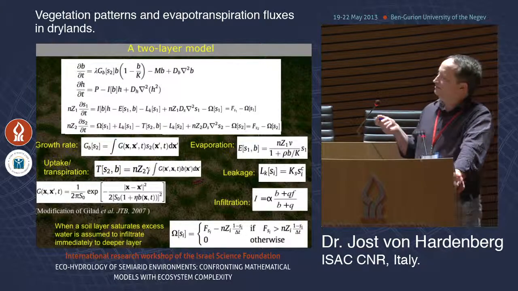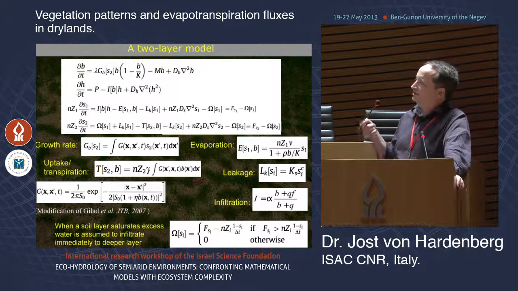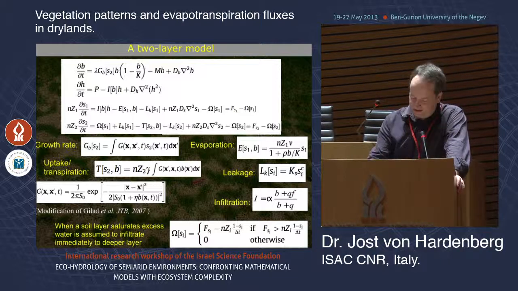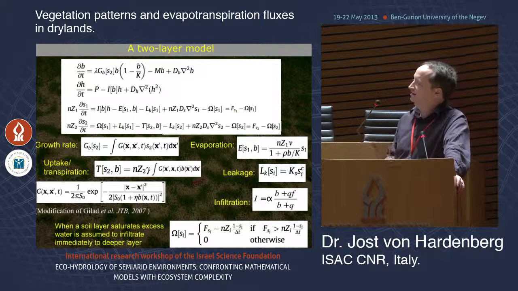We have the bistability of patterns. We have the bistability in terms of biomass density and of vegetative fraction. So now what about the transpirative and evaporative fluxes? Do they also show a similar behavior?